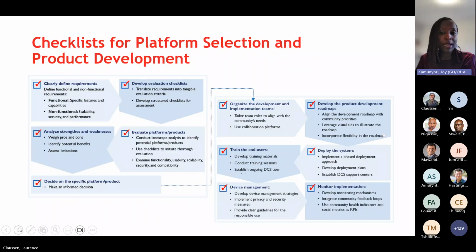The toolkit also provides checklists for platform selection as well as for product development for those teams that may be less familiar with these processes in order to provide some guidance on how to go about them. I'll now hand over to Sri to talk about some country examples. Thank you.